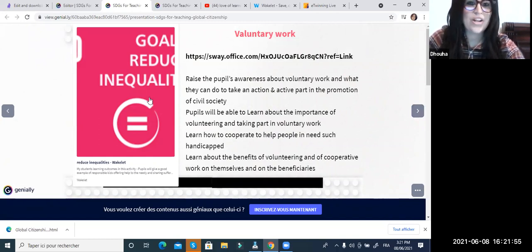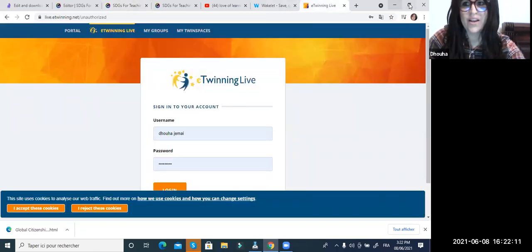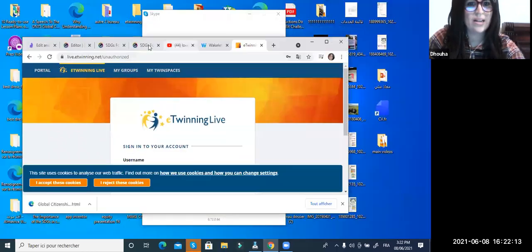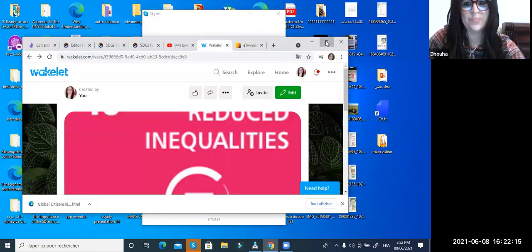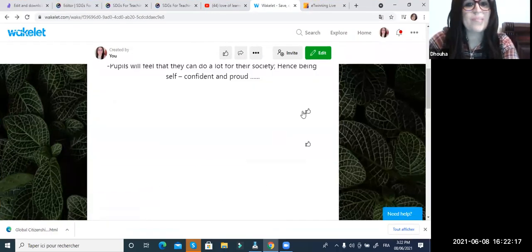So I want to show you the booklet. This is the presentation booklet collection. Okay, I should just reduce my screen a little bit. So here, this is some pictures.